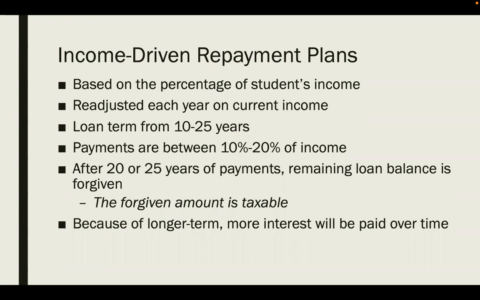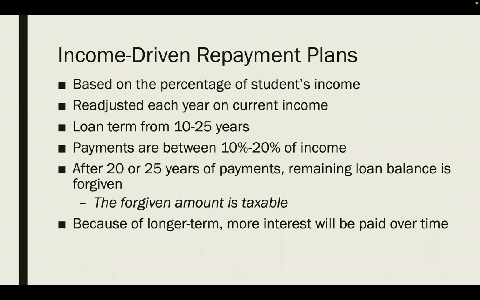But after 20 or 25 years of payment, the remaining loan balance is forgiven, which is interesting. And not a but, an and. The forgiven amount is taxable. So maybe that is a but. I don't know. It's an and a but, because if they forgive $8,000, you're being taxed on that. So it's basically like they're giving you money because they're taking away what you have to pay. So then you would pay more in taxes. Just think about that. And because these are generally longer term repayment plans, you're going to pay more interest.